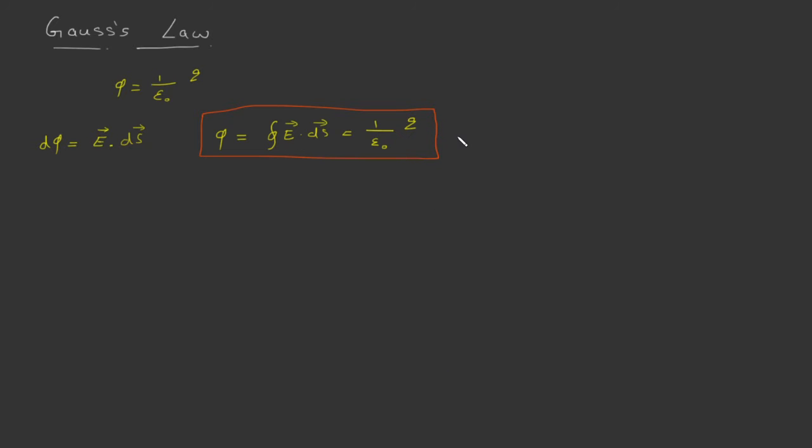Before going to prove this Gauss's law, we are going to say some important points related to Gauss's law. First, Gauss's law is true for any closed surface. It doesn't depend on the shape or size of the closed surface. So this surface we are considering here is called Gaussian surface.